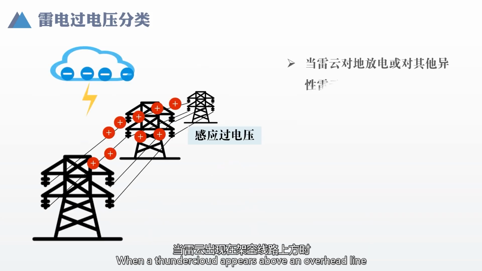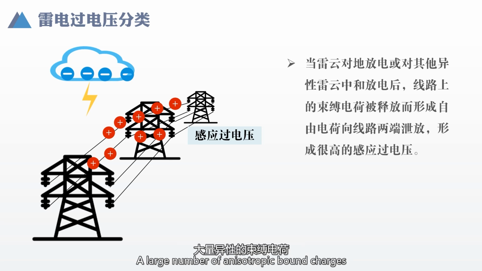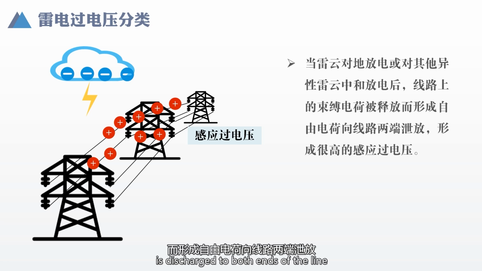When a thundercloud appears above an overhead line, due to electrostatic induction it accumulates a large number of anisotropic bound charges. When the thundercloud discharges to the ground, or is neutralized by the discharge of another anisotropic thundercloud, the bound charges on the line are released, and free charges are discharged to both ends of the line, producing a very high induced overvoltage.